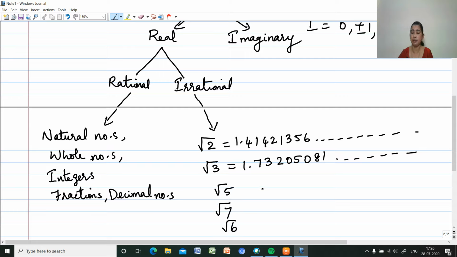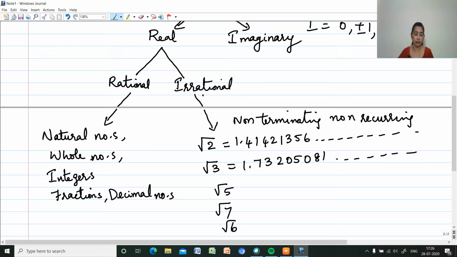For these we cannot find a correct value. It will always be non-terminating and non-recurring. So that is the property of an irrational number.